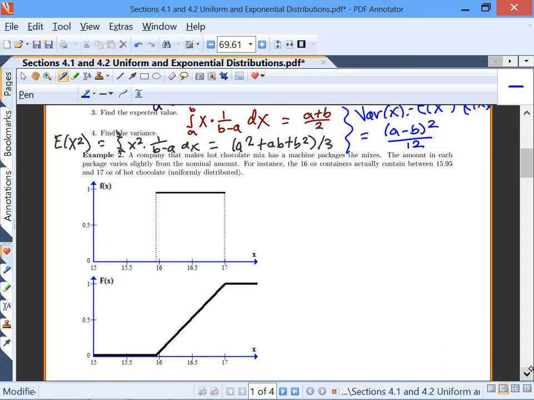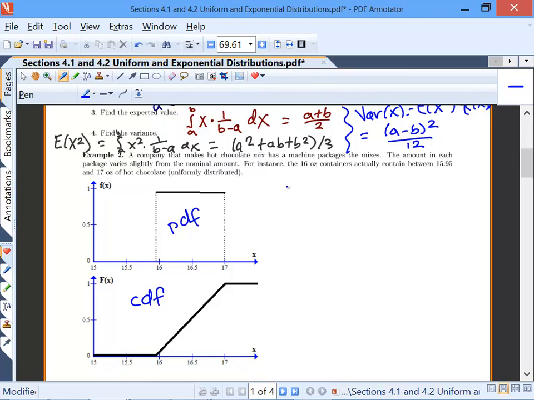So for this next example, we have a company that makes hot chocolate mix, has a machine that packages the mixes. The amount in each package varies slightly from the nominal amount. So for example, the 16-ounce containers usually contain between 15.95 and 17 ounces of hot chocolate. And we are told that we can assume that this is uniformly distributed. So when we look at this, I've gone ahead and given you the PDF and the CDF just because I wanted you to see what they look like.